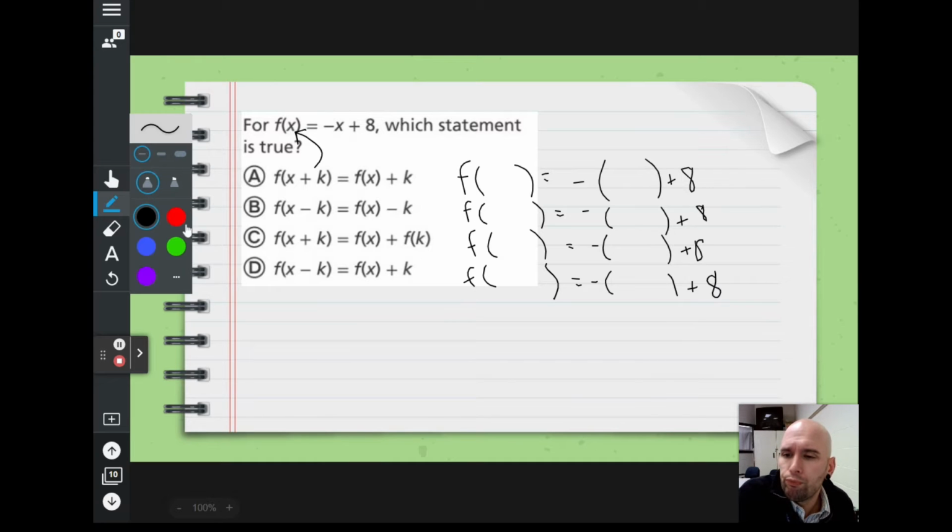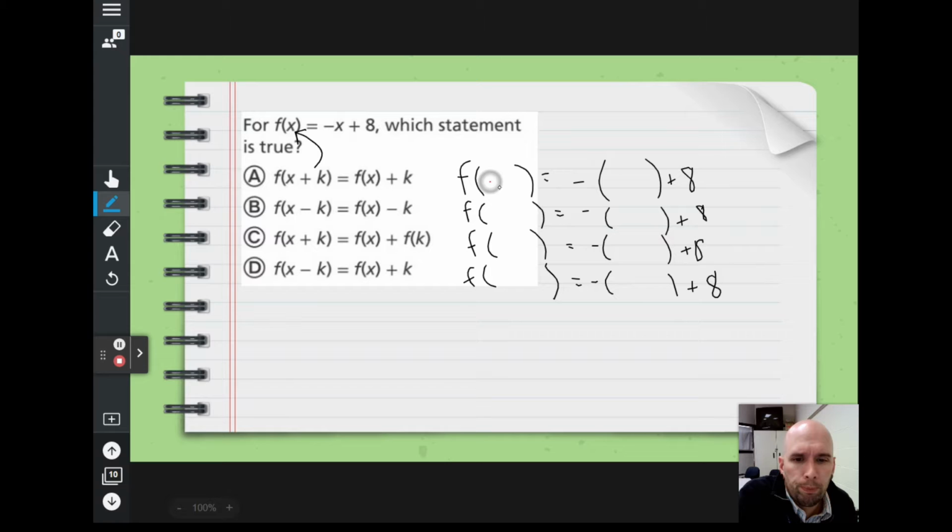All right, so let's plug in x plus k and see what happens. Distribute the negative: negative x minus k plus 8. Is that the same thing as f of x plus k? No, so it's not A. F of x plus k would be negative x plus 8 plus k, which adds a k. That's not it because that's minus k.